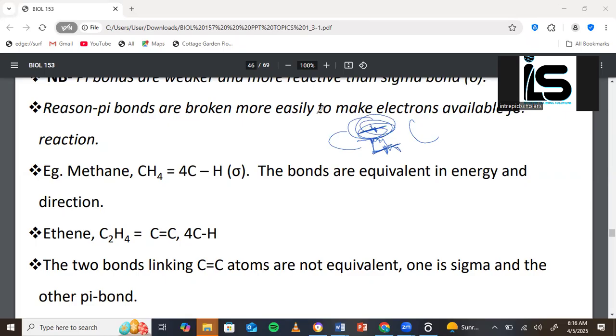But every single bond is a sigma bond. Sigma bonds are more stable. They are the ones which are formed first. And then the multiple bonds, the ones added, are what? Pi bonds. Very important.